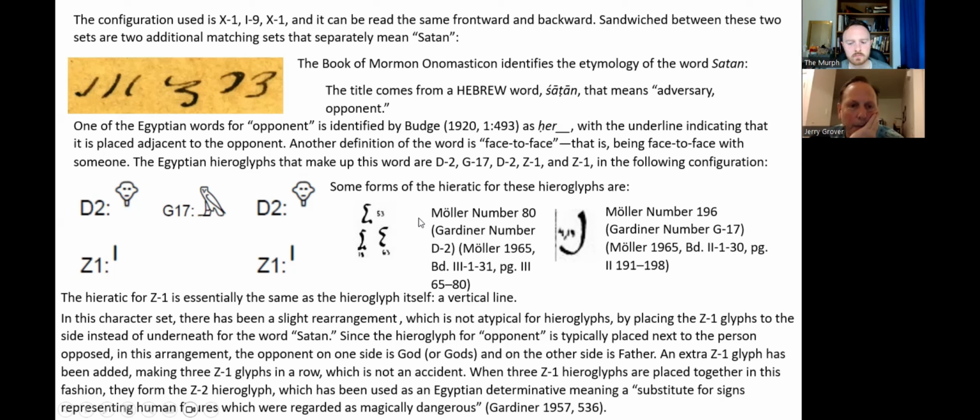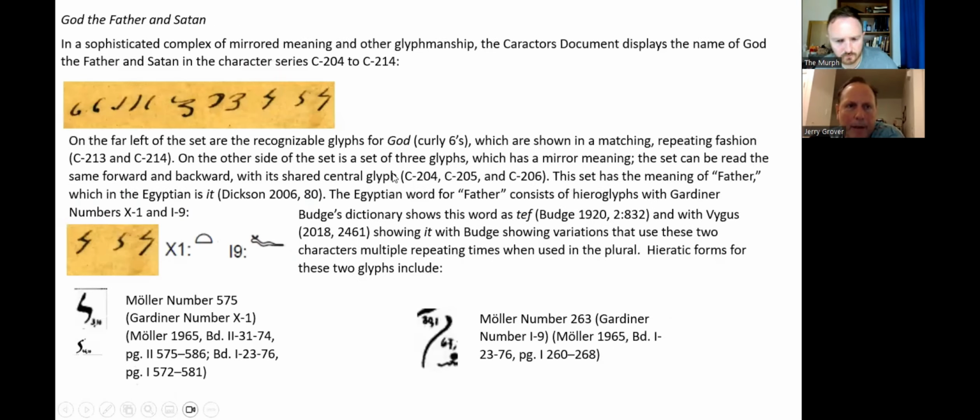Or no, excuse me, the G17 is this one here. And the Z1, I didn't put it, that's just a straight line in Egyptian. It's basically just a line like that. And so you actually have a flipped form of it here. So you have the opposing, you have to have it next to the God the Father. There's the opposer right there.